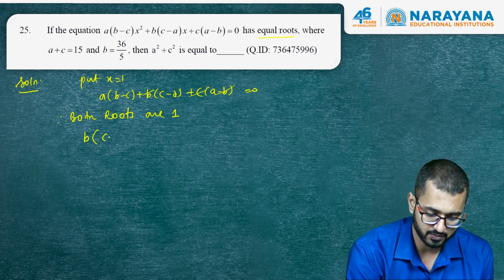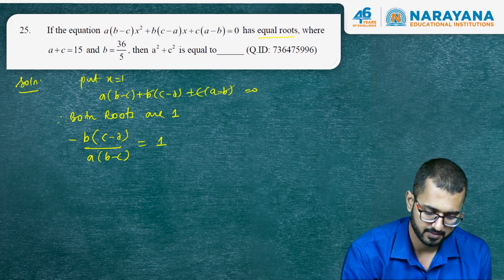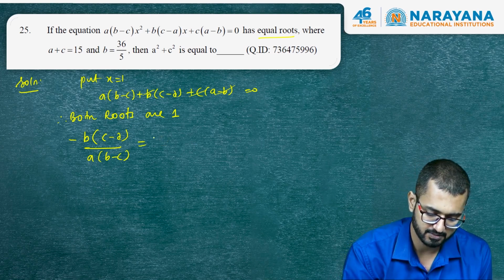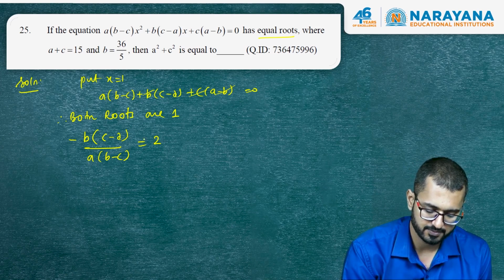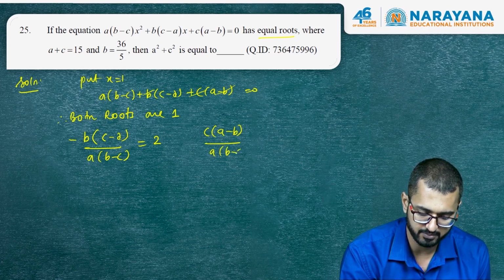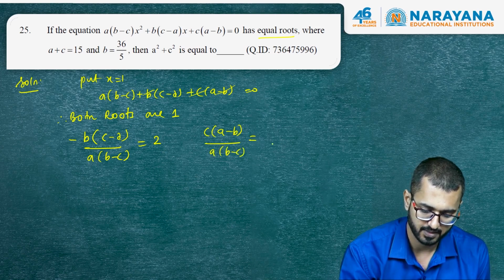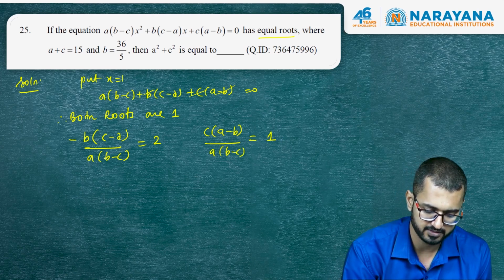So B into C minus A upon A into B minus C is equal to 1. Sum of the roots is 1. No, 2, sorry. The sum of the roots is going to be 1 plus 1, so 2. This is my sum of roots, and the product we can also write down. So C into A minus B upon A into B minus C is equal to 1, right? Now let us solve this equation.